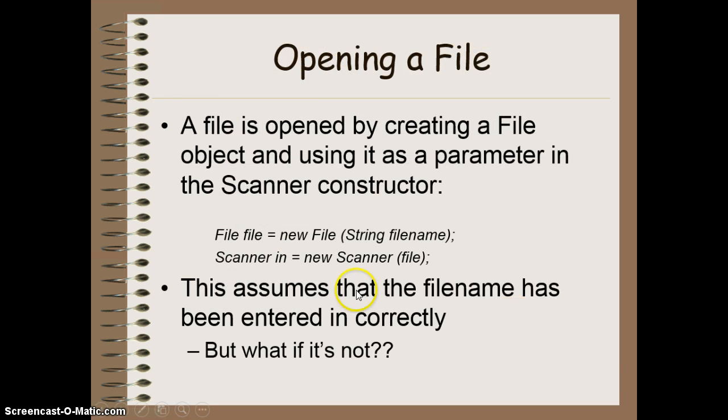We open a file by first creating a file object, as seen in this first line of code here. It requires us to provide a file name of that file and the entire path of where that file is found as a parameter. Once we've created that file, we can then use it as a parameter in the scanner constructor, so that instead of using System.in to get data from the keyboard, if we provide it the file, we can get the data from the file itself.